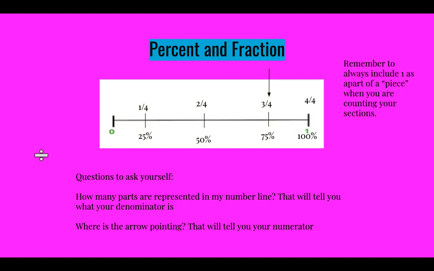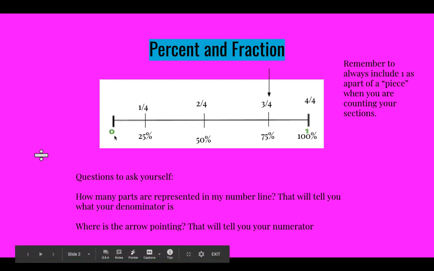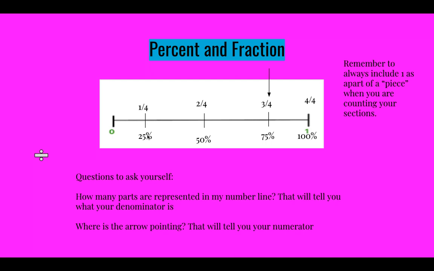Remember to always include 1 as a part of a piece when you're counting your sections. So we don't start with 0. We start with the first tick mark after 0 because 0 holds no weight. It has no value, so we don't count 0. So I'm going to start off with the first tick mark, that's 1. The second, that's 2. The third, that's 3. And I will count the last one 1 because 1 has value, and that's the fourth part in my section. So that means that we have 1/4, 2/4, 3/4, 4/4. 4 parts in our section.